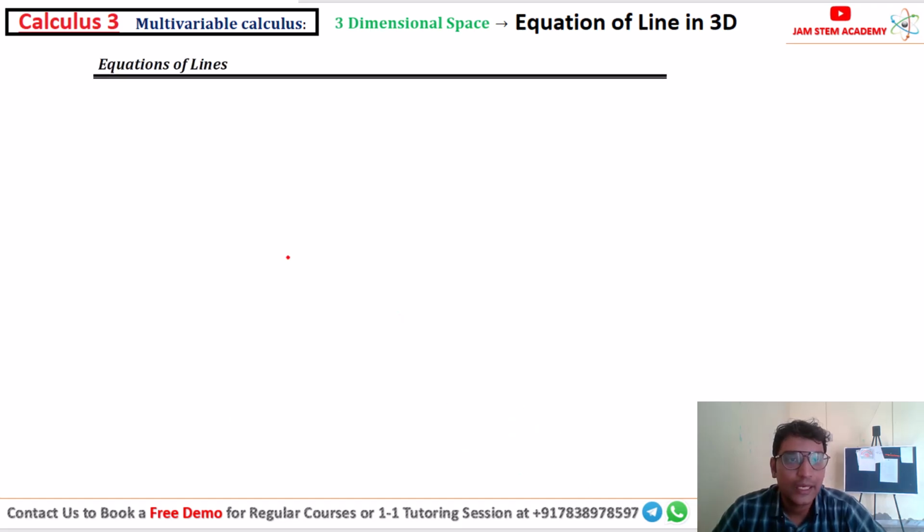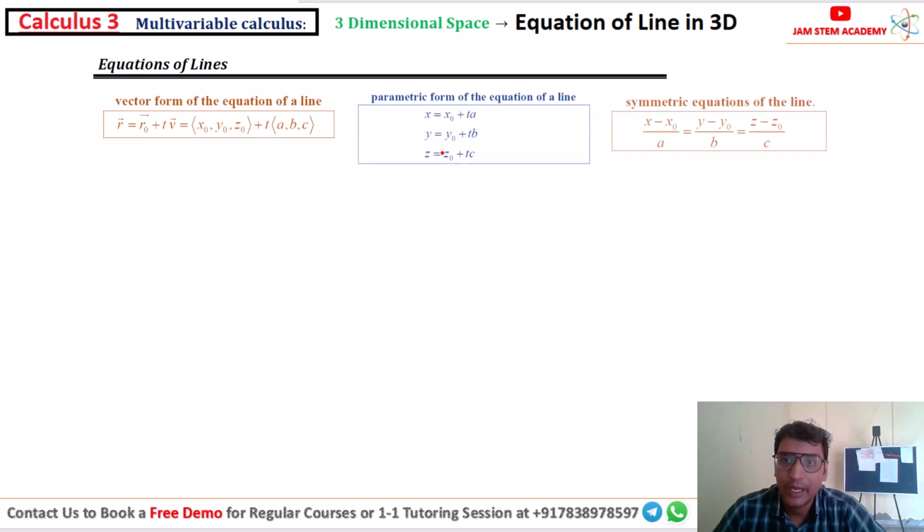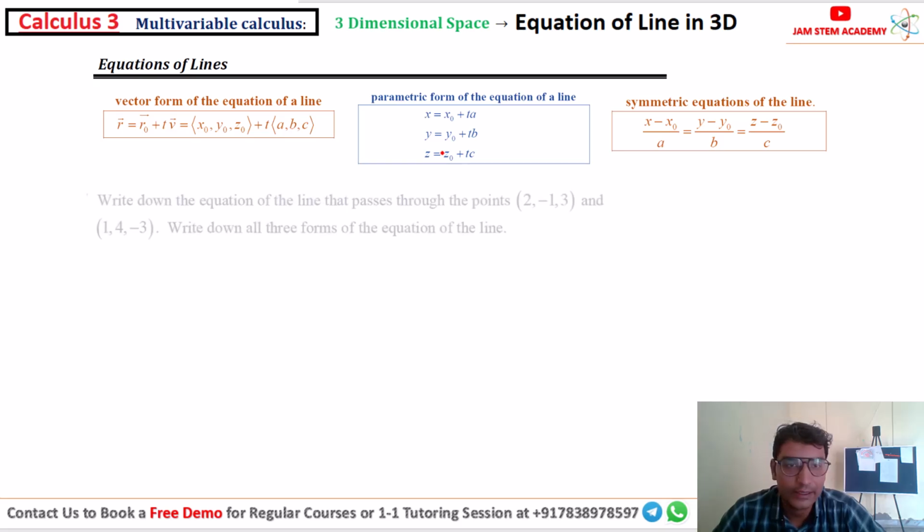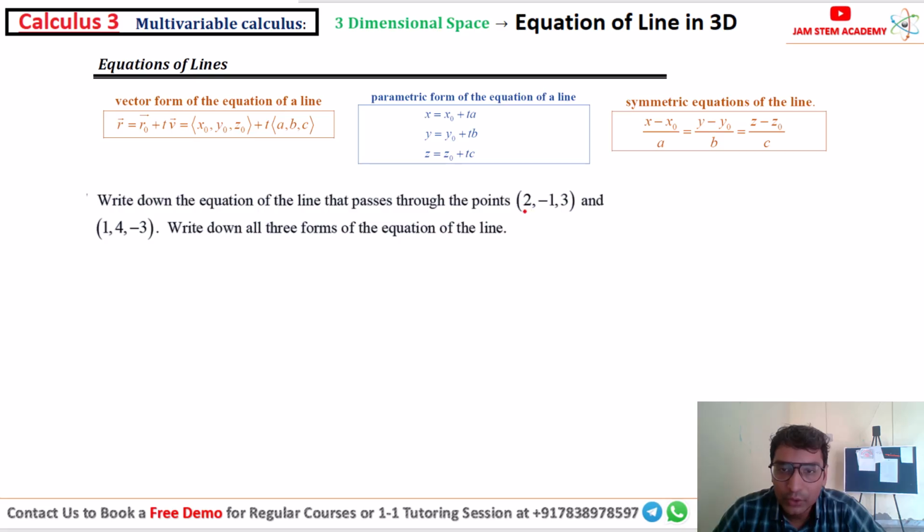Next one. As I said, let's solve a question on that one. This is the vector form, parametric form, and symmetric form I already discussed. And solve this one: write down the equation of the line passing through the points 2, 1, 3 and 1, 4, minus 3. So what do we have here? We have 2 points lying on a line.